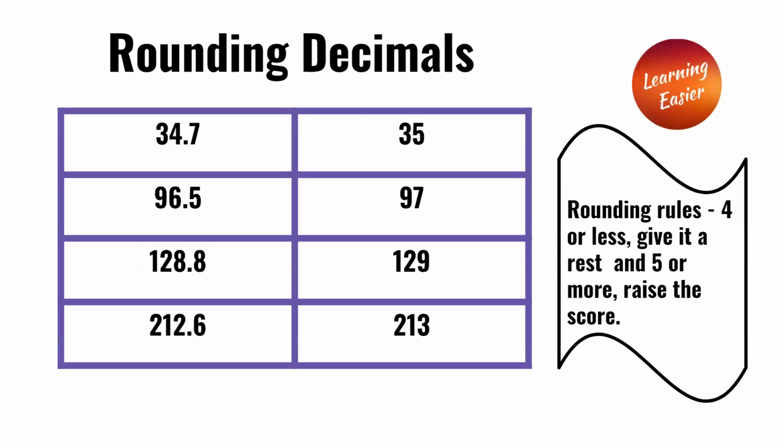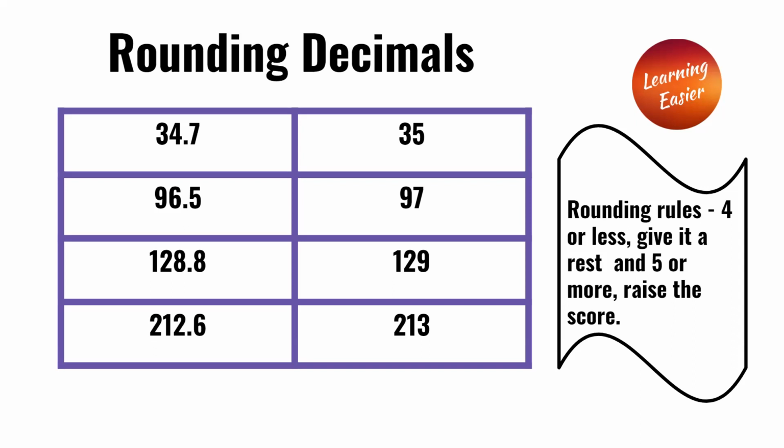Rounding decimals. In rounding decimals, there are some rules that you have to follow. The rules are: 4 or less, give it a rest, and 5 or more, raise the score. 4 or less, give it a rest means if the number is 4 or less, then make it smaller. And if it's 5 or more, you make it bigger.